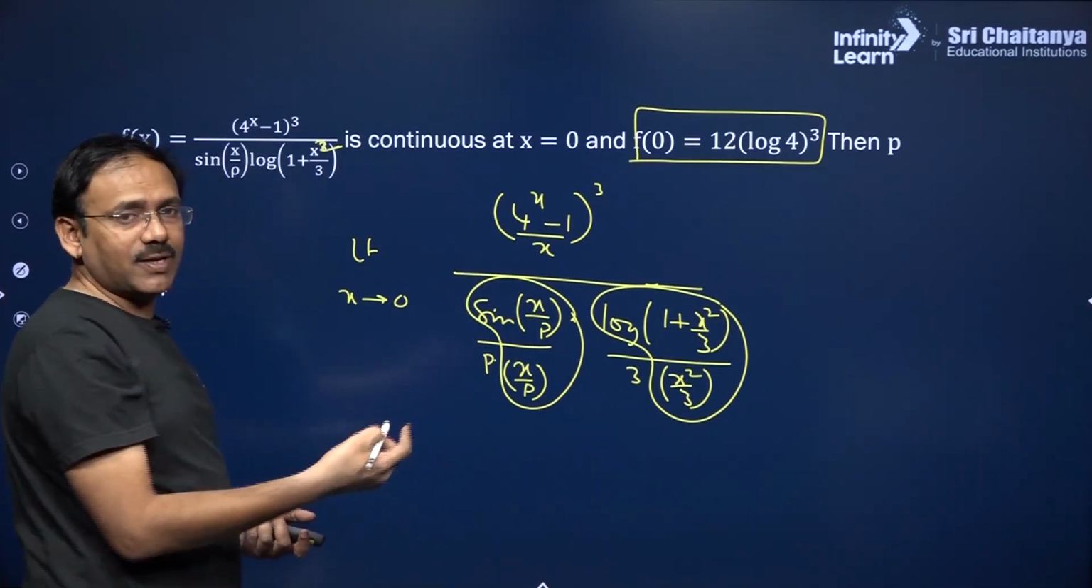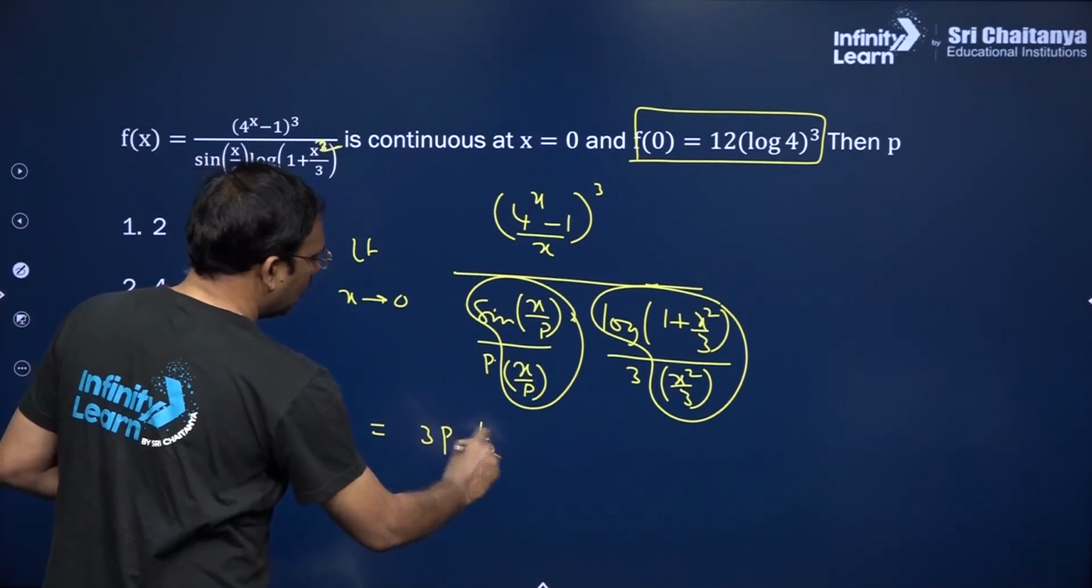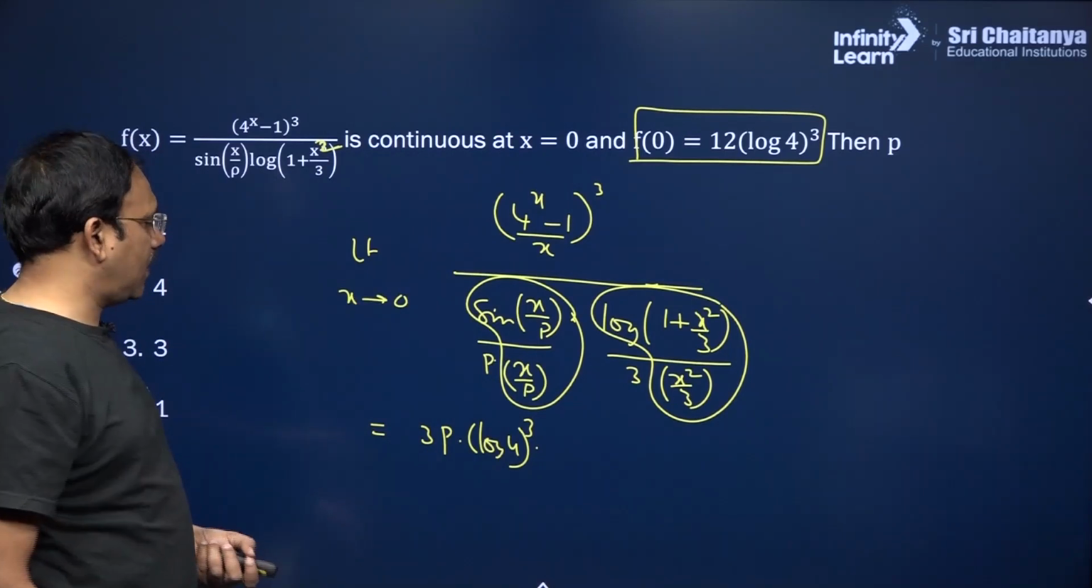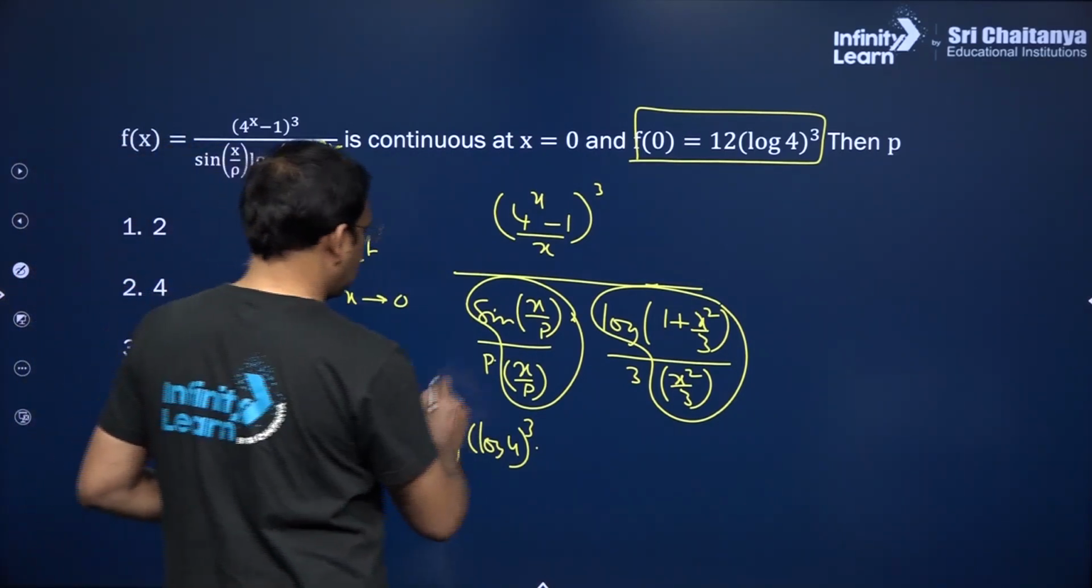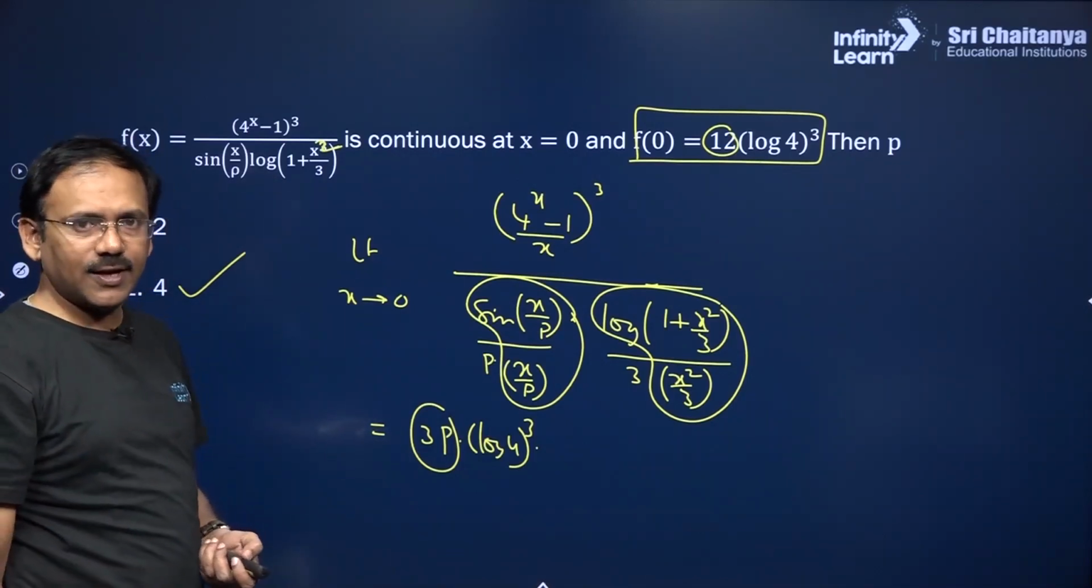4 power x minus 1 by x means log 4 base e. So finally this is 3p into log 4 whole cube is the answer. He has given the same, but 12 is kept, so 3p is going to be 12, p value is 4, my dear friends, okay.